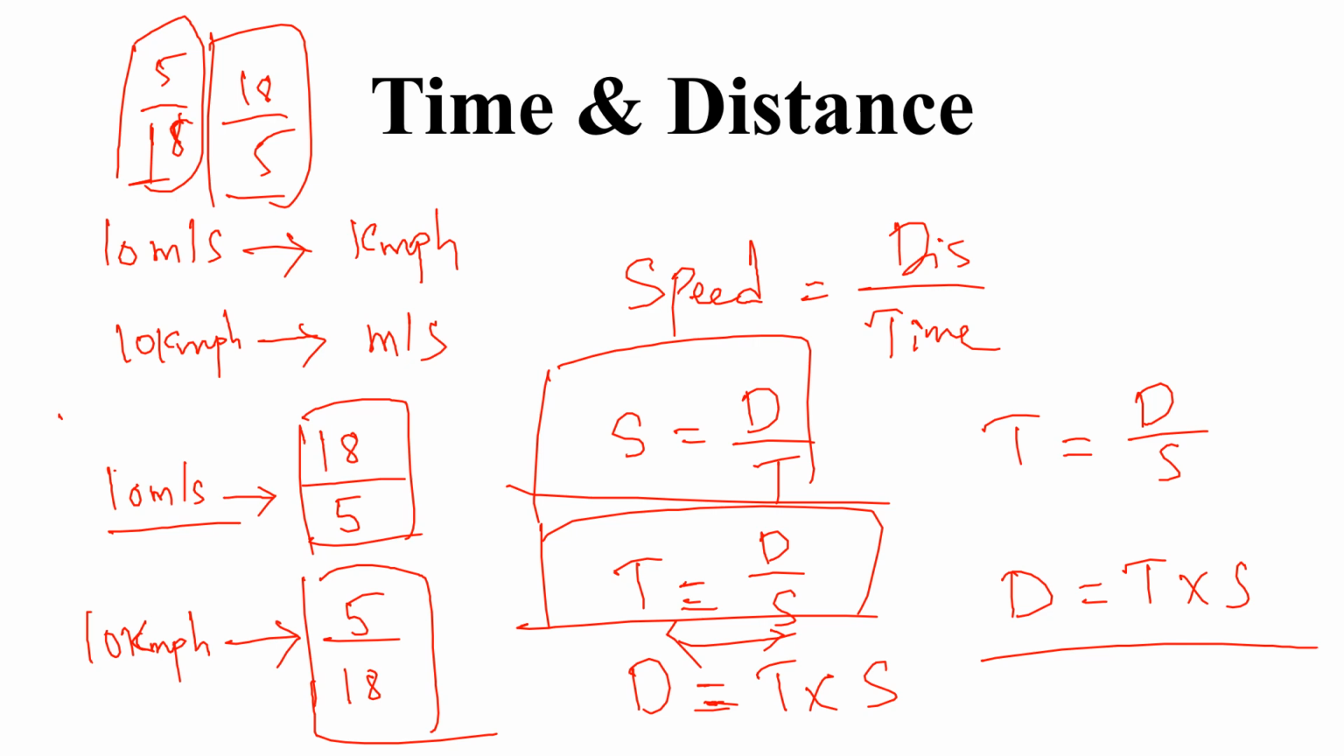You have to remember these two things, right? One is a formula, and one is this conversion: how we are converting kilometer per hour to meter per second, and meter per second to kilometer per hour. This is how we can calculate. You have to remember all these things so that you are able to solve any type of problems from time and distance.